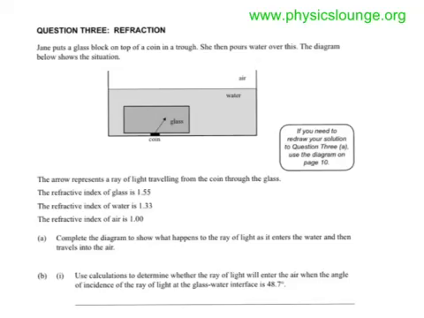So we're still in the 2010 Waves paper. Question 3 on refraction. Jane puts a glass block on top of a coin in a trough. She then pours water over this. The diagram below shows the situation.